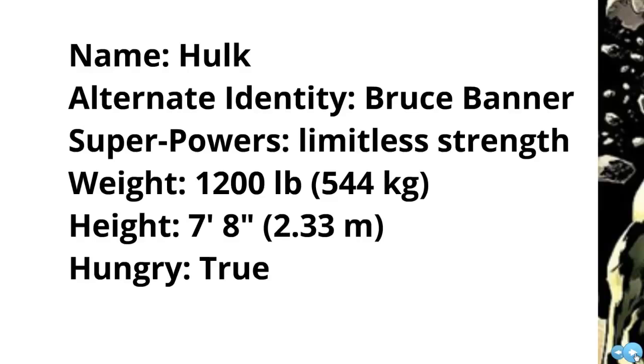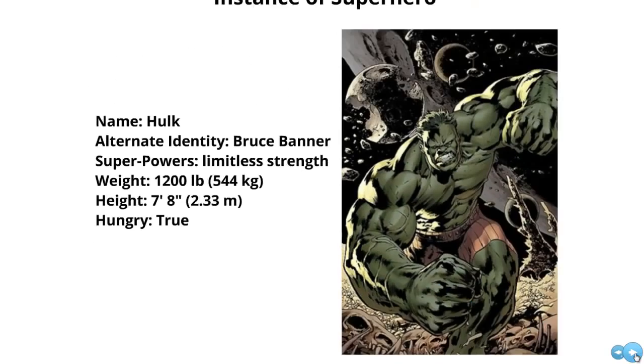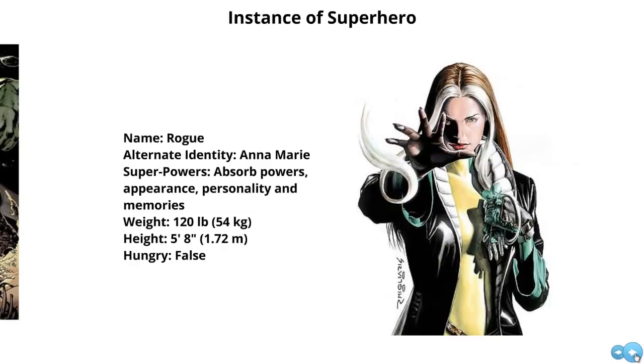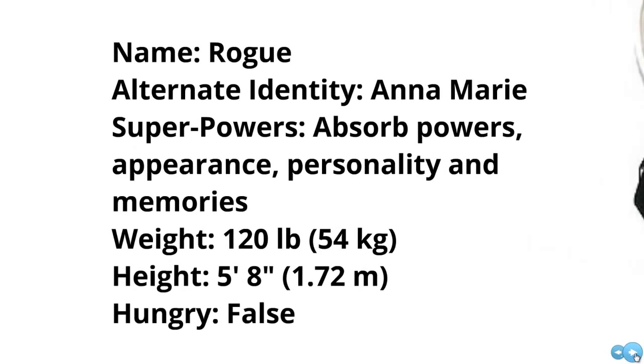And while I don't have any operations being specified here, certainly we could think about the operations of eating, jumping or leaping or lifting. So all of those things can be performed by this specific instance of the superhero class. So if we were to look at Rogue, we can see that she still has a name, an alternate identity, superpowers, weight, height, all the information that we had discussed before in terms of each superhero, but it's specific to her. It's specific to this instance of the superhero class.